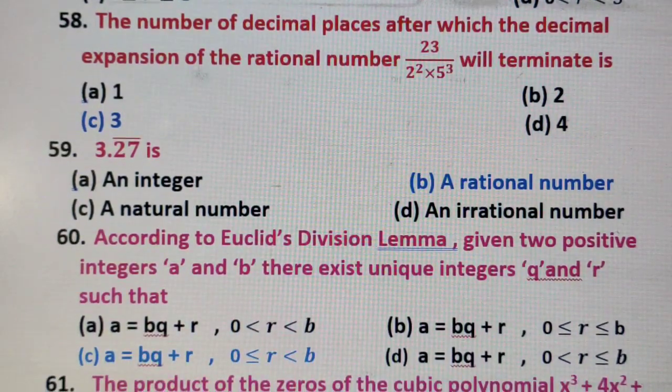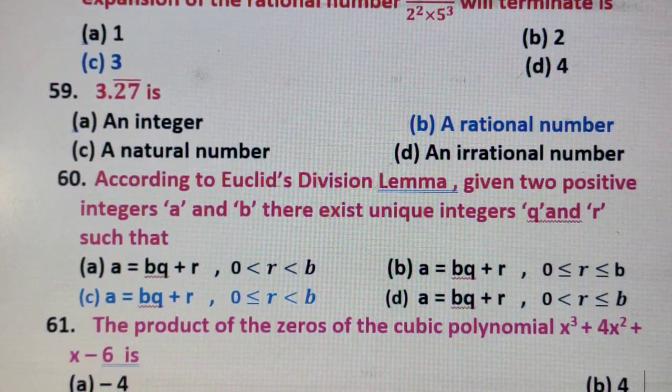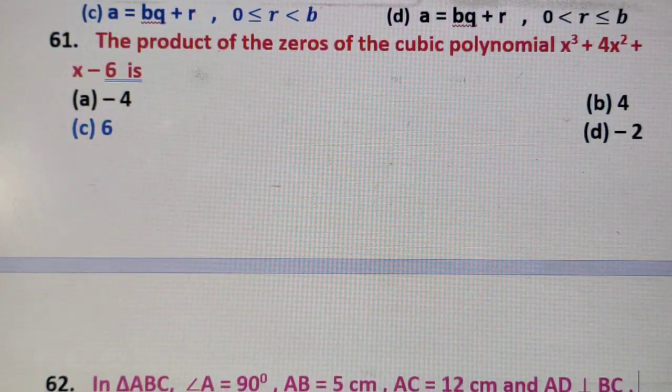According to Euclid's division lemma, given two positive integers a and b, there exist unique integers q and r, where a equal to bq plus r and 0 less than or equal to r less than b. The product of zeros of the cubic polynomial equal to minus d by a. Minus d by a means 6 by 1, that is 6.